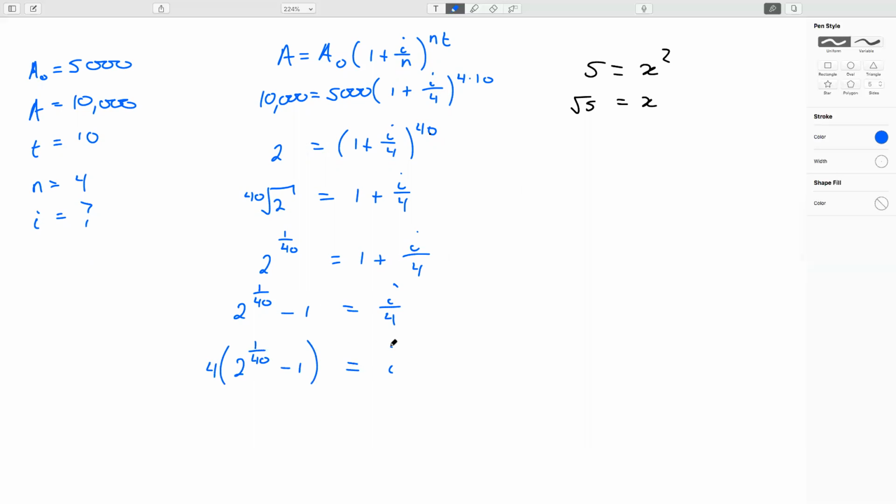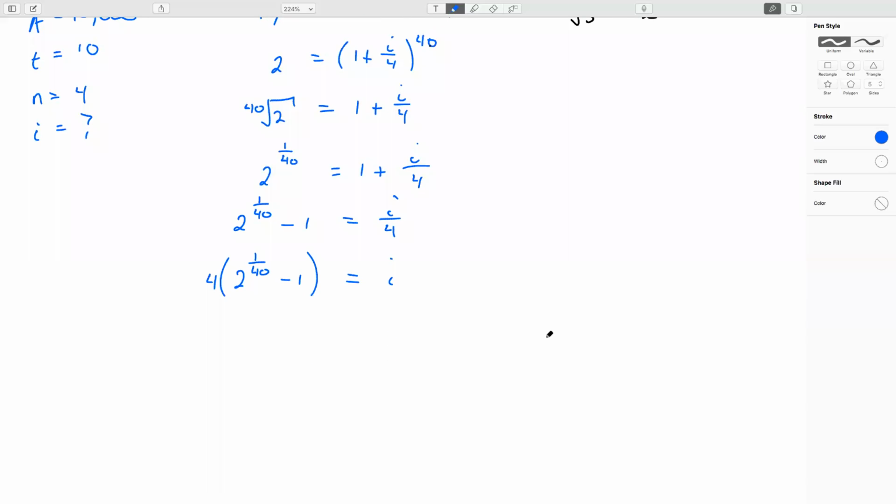Now we can go ahead and start plugging things into our calculator. We can do it all at once, or we can do it separately. I'm going to do the brackets first. So I get 0.0175. Multiply by 4, and we have our interest rate. 0.0699 equals I.